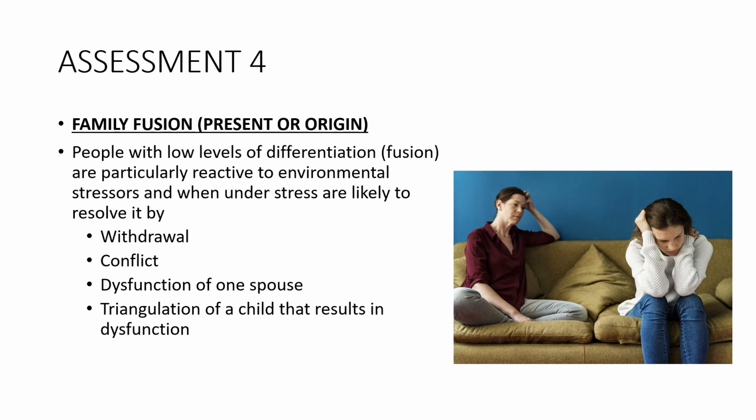So people with low levels of differentiation or fusion are particularly reactive to environmental stressors, and when under stress are likely to resolve it by, depending on how close they are or far apart they are, when there is stress in the family, they might withdraw, they might start fighting or conflict, dysfunction of one spouse. One member might not necessarily understand what's going on. They might act a little out of the ordinary. Triangulation of a child that results in dysfunction.